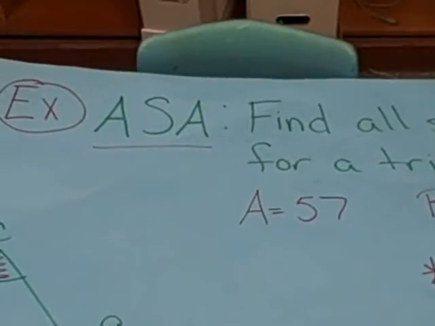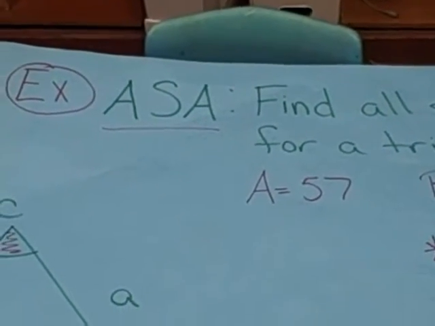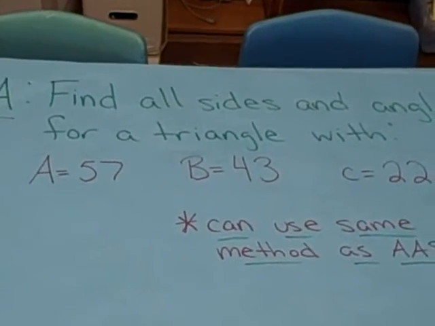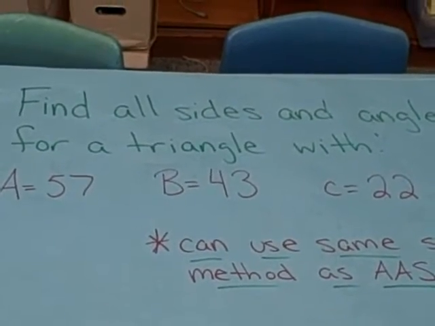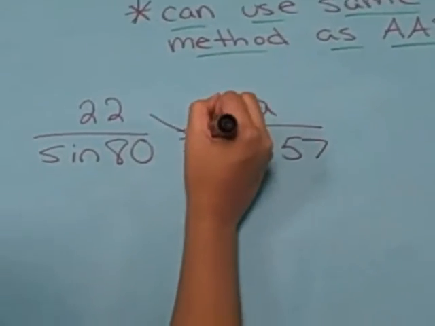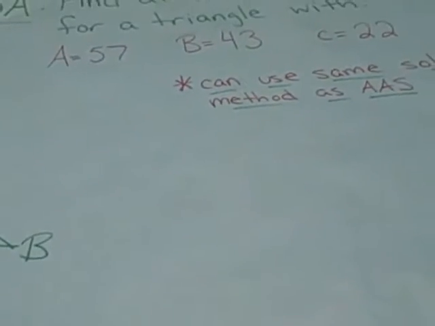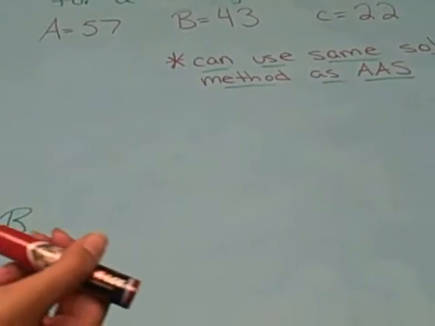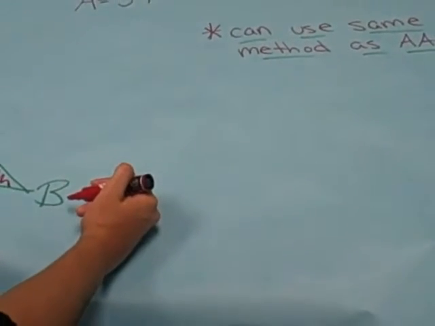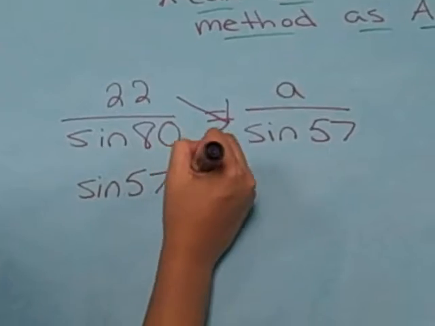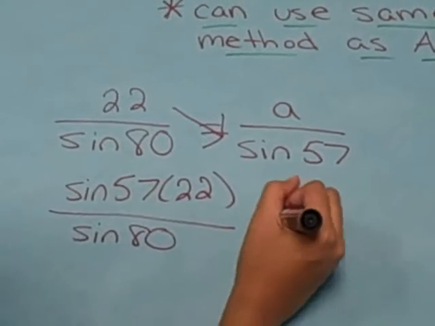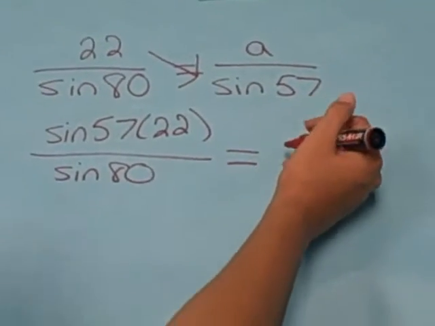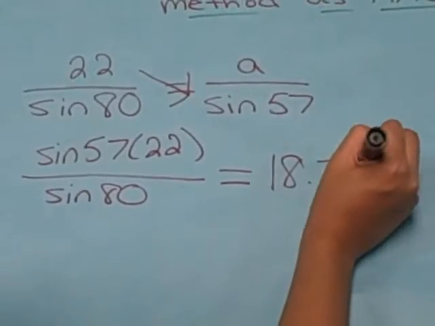Okay, for our second example, we will explain the angle side angle problem, in which we have to find all sides and angles for a triangle with A as 57, big B as 43, and little c as 22. You cross multiply what we know from our triangle into the formula for law of sines. And we'll just go ahead and use little c and big C. And we find out that little a equals 18.74. Go ahead and find little b.